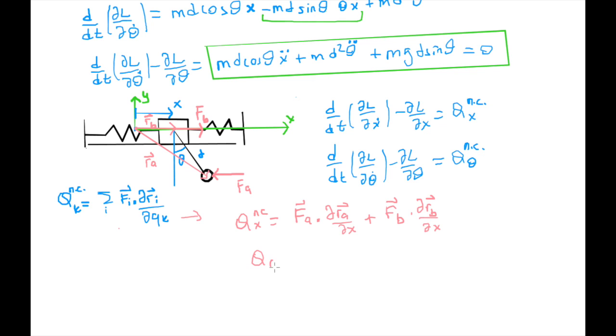and also I will have for Q theta non-conservative, Fa inner product with partial Ra, again, Ra doesn't change, but theta changes, partial theta, plus Fb partial Rb partial theta. Okay, so not too bad. All I need to do is calculate these partial derivatives of Ra and take those inner products, and then I will be done.